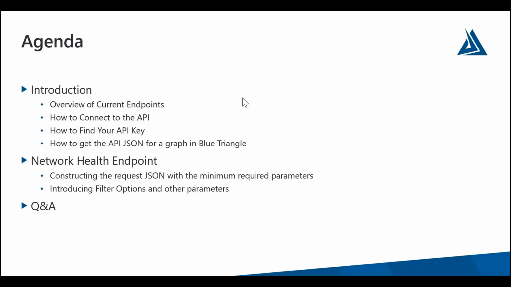After a few minutes of an intro on those items, we'll get into the network health endpoint. We'll get into how to construct the request JSON with the minimum required parameters, and then we'll introduce some filter options and other response formatting parameters and things like that.